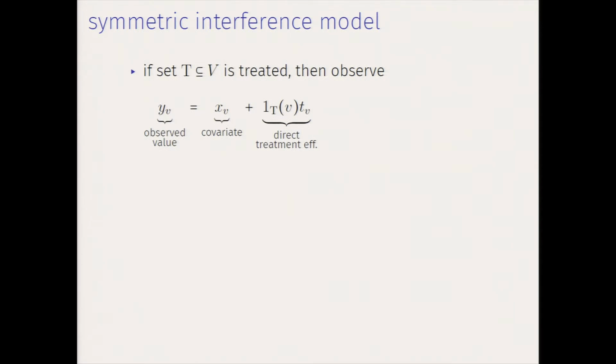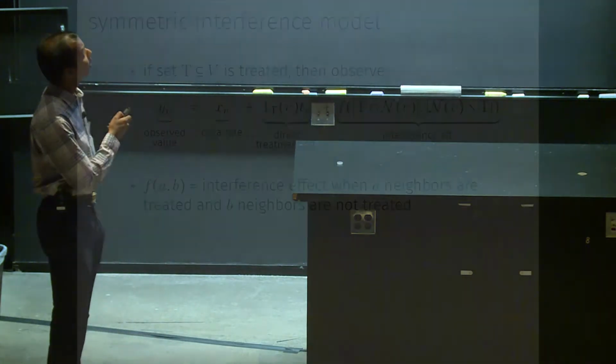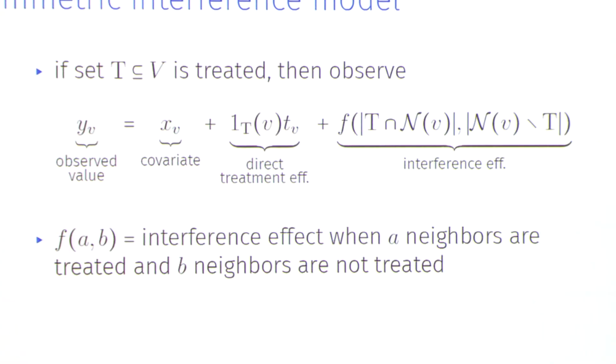What we do is we consider a model where there's an additional term corresponding to interference. I'll let f(a,b) denote the interference effect that a node experiences if a of its neighbors are treated and b of its neighbors are not treated. So then the observation gains an extra term, which is f applied to the number of treated neighbors of v and the number of untreated neighbors of v.